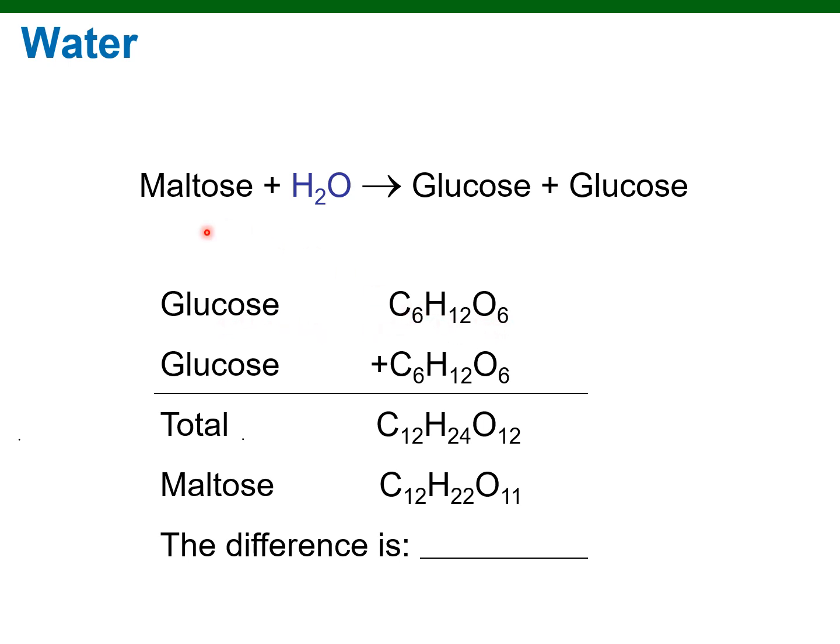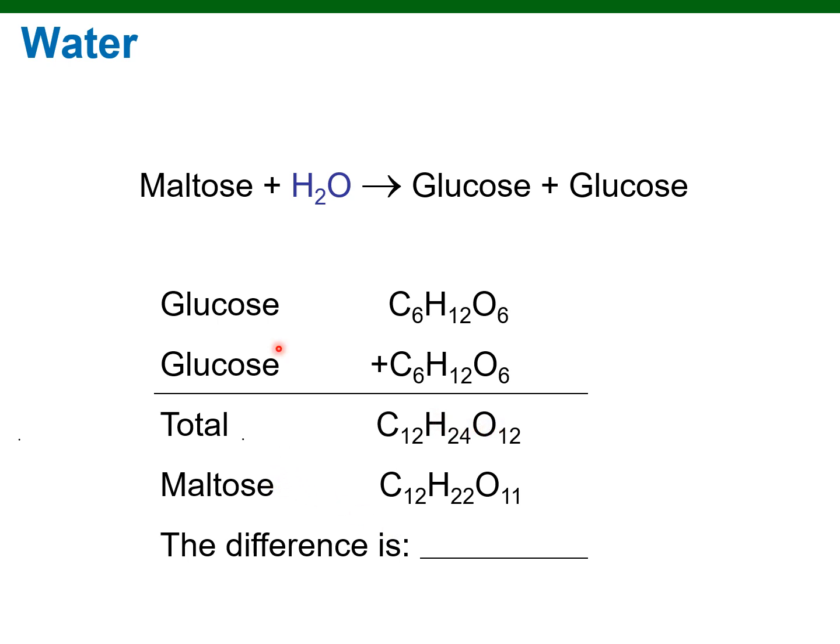And maltose, which is made of two glucoses, as we can see here, is going to be then two of these, right? So we add these together and we get a C12, H24, and then O12. And so that would be the total numbers of carbons, hydrogens, and oxygens.